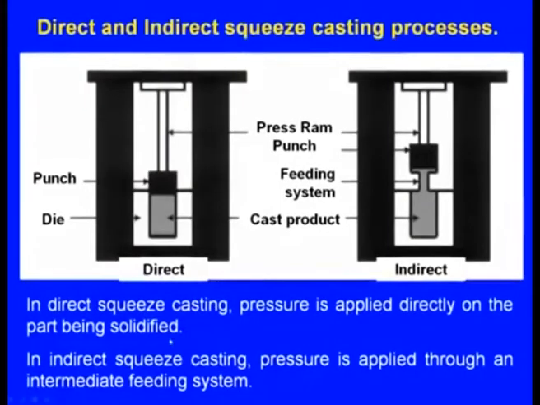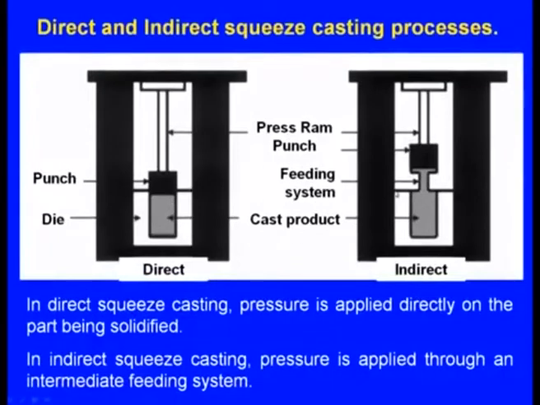Now after the molten metal fills the die cavity, the punch comes down and applies pressure till the solidification is over. That is the difference between the direct and indirect squeeze casting process. In direct squeeze casting, pressure is applied directly on the part being solidified. The punch is directly coming and applying pressure on the part being solidified. Yes, we can see in this diagram, but in indirect squeeze casting, pressure is applied through an intermediate feeding system, and here we can see the feeding system.